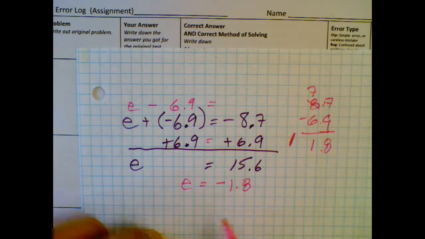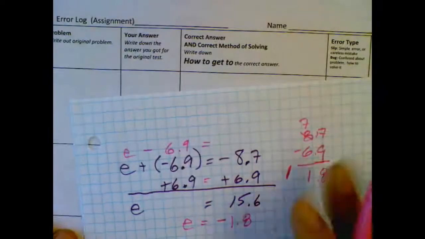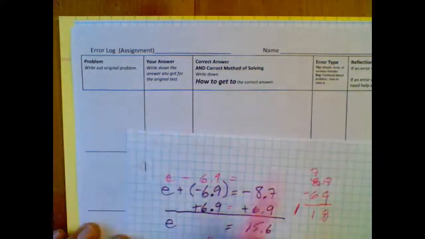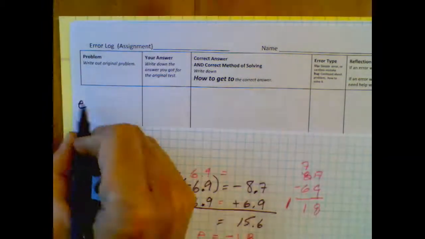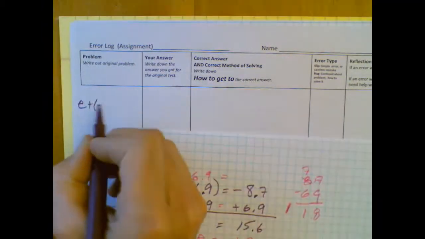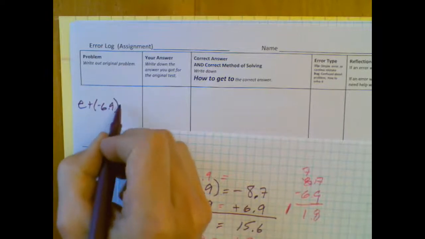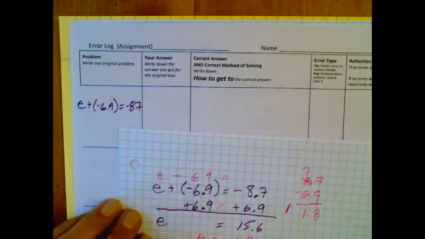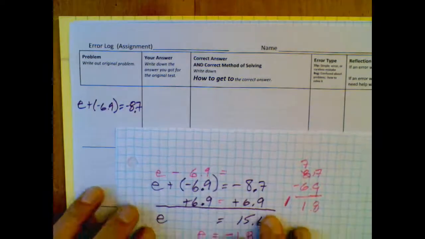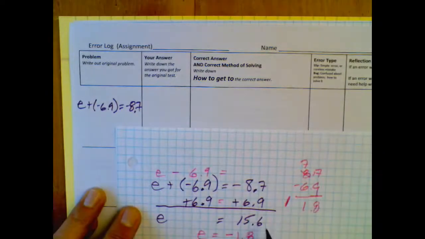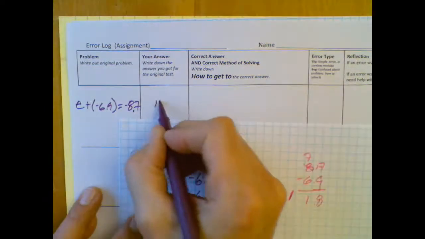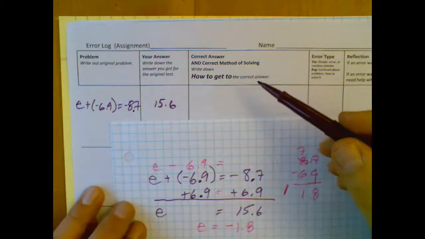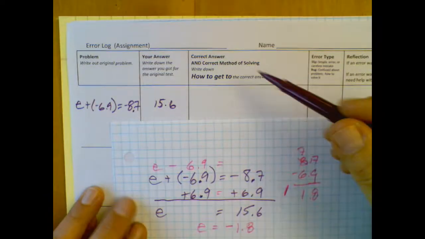Okay, so say this is what would happen on the paper. Here I am at my error log. The first part of the error log is to write out the original problem. Well, the original problem was e plus negative 6 9/10 equals negative 8 7/10. Next, write down the answer I originally got. So I originally got 15 6/10, which was not correct, right? So now I have to do it correctly. I have to get the correct answer and show the correct method.